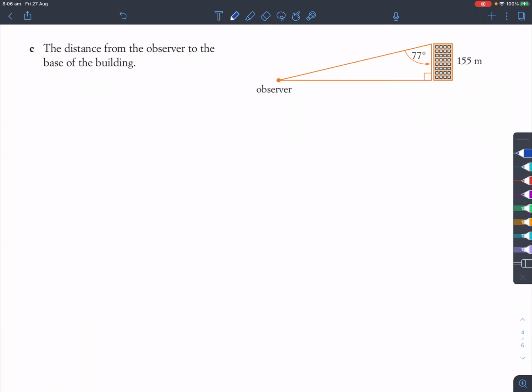Moving on to C. The distance from the observer to the base of the building. So that means we're finding out this length, okay? Because here's the observer. The base of the building refers to the bottom of the building, which is there. So this is the missing edge. We'll call that x. This edge here is opposite our angle 77 degrees, so we'll call that opposite. And this edge here, which is 155, is right beside the angle 77 and the 90-degree angle, so we call that the adjacent edge.